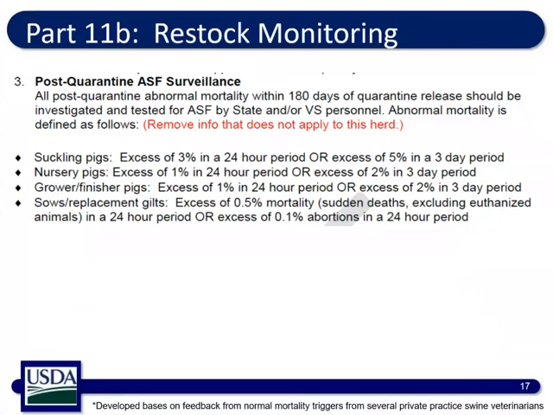So essentially we're trying to get some sort of warning signal here, that if we restock these animals and start to get mortality creep, we would know to take action and do diagnostic testing at that point to make sure ASF hadn't got back into the herd.